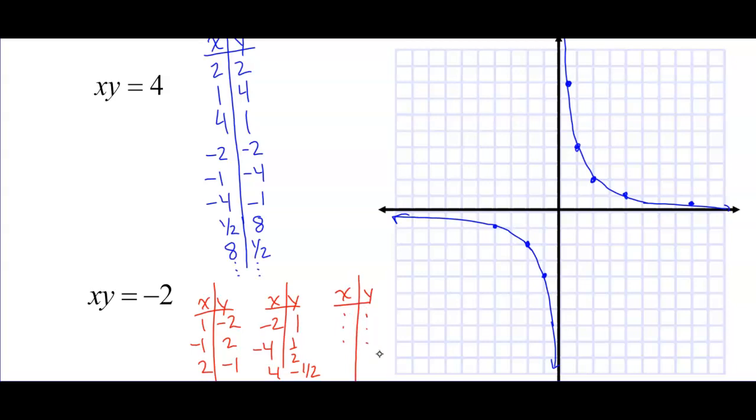until you think you have enough to understand what the picture looks like. And if you've done these like 3 or 4 times before, you don't need to do quite so many until you know what the graph's going to look like. So let's see, let's plot the ones we've got. 1, comma -2 is there. -1, comma +2 is up there. 2, comma -1 is there. -2, comma 1 is there. Let's see, -4, comma 1/2.